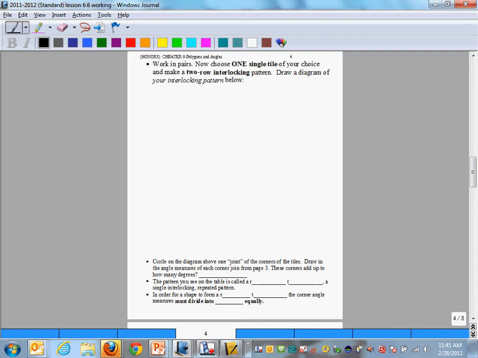Okay? So choose. Everybody has different shapes. One shape, 8 tiles, 2 rows. Write it down. One shape, 8 tiles. Each of you choose a different shape. Now you want 8 yellow. You want 8 orange. You want 8 red and 8 blue.